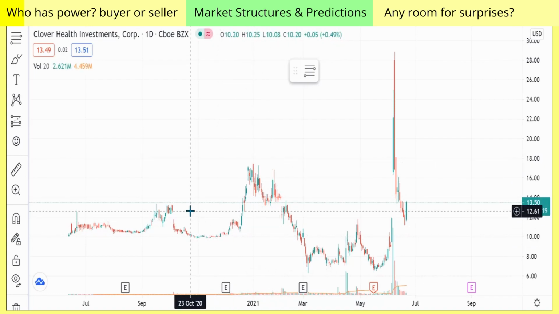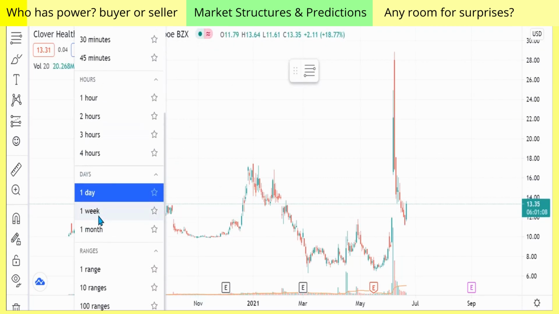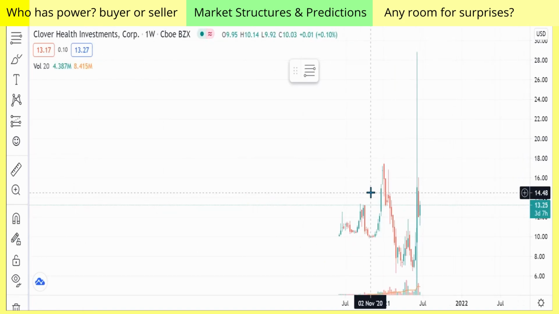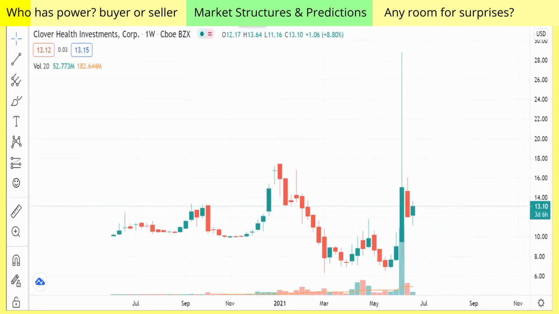Okay, to understand the first part, which is analyzing the power that exists in this stock, Clover Health Investment, we need to change the time frame to a monthly or weekly or larger time frame. Currently I'm in the day chart, so I'm going to move to a weekly chart. This particular stock was only recently listed, so we don't have a lot of data. Okay, this is the enlarged weekly chart.